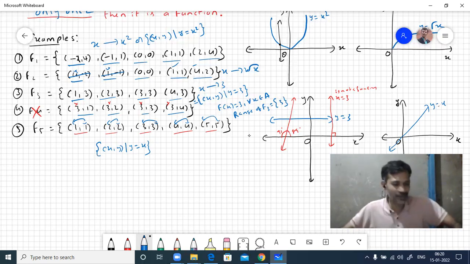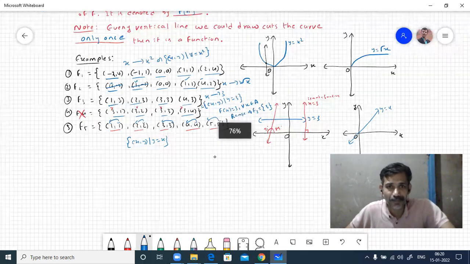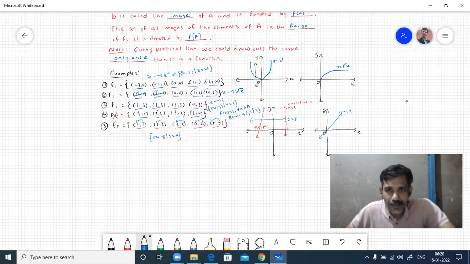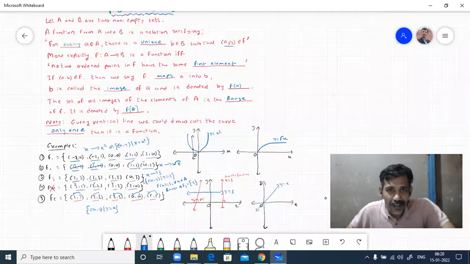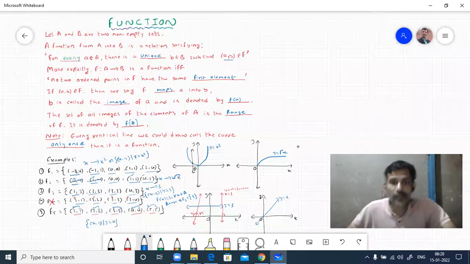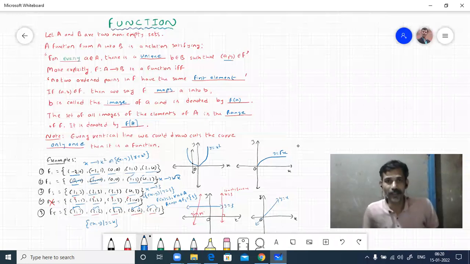What we have discussed is the function defined more explicitly. How function can be defined implicitly, as a special relation, we'll give in the description.